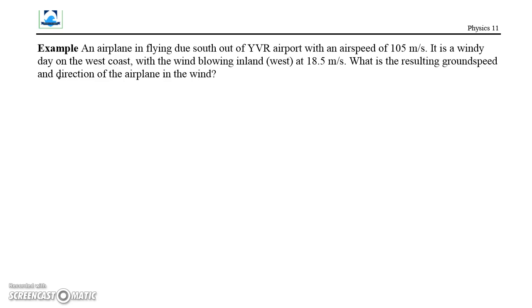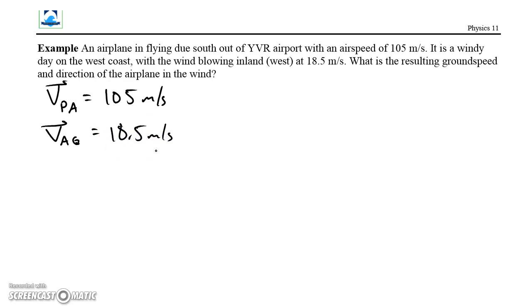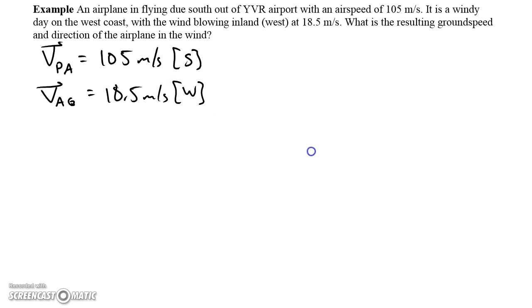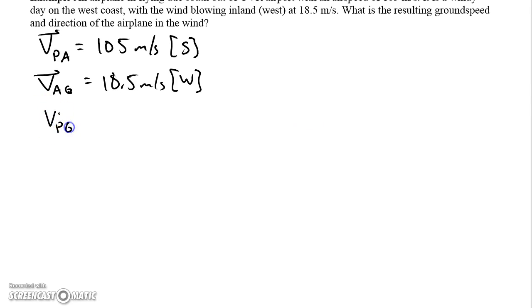So, right away that tells you you've got to find a velocity and an angle, so speed and a direction. What do we know? We know airspeed, so the velocity of the plane to the air is 105 meters per second. We know the air to the ground, because the wind is compared to the ground, which is at rest, 18.5 meters per second. We should add our directions. This is going south, and the wind is going west. And we are looking for the ground speed, so plane to the ground is that. We're also going to look for the angle as well as the magnitude.